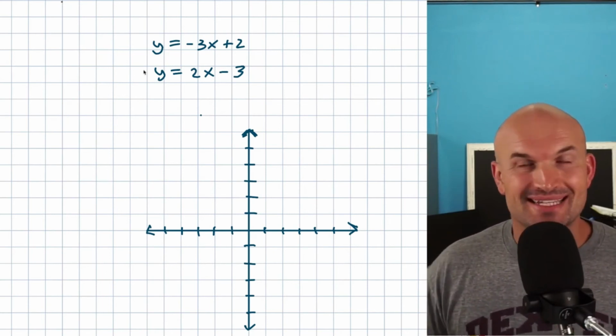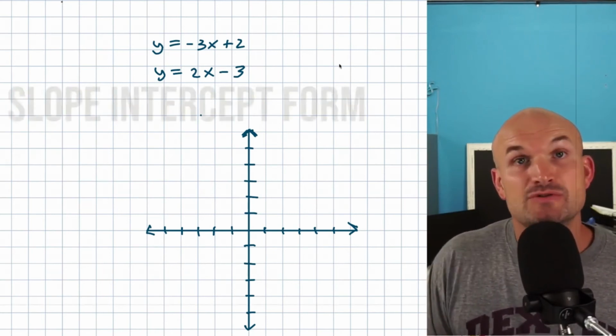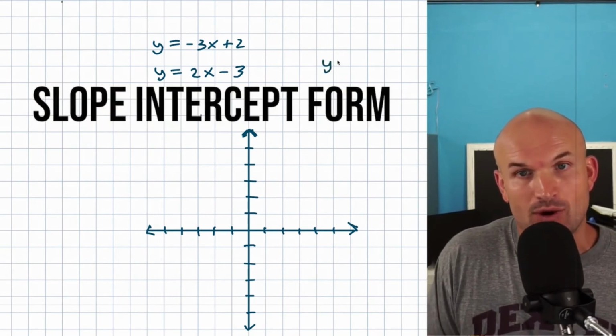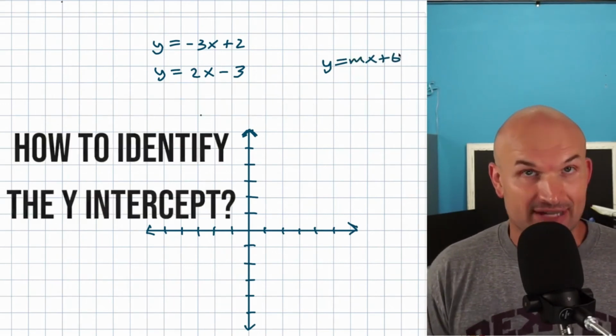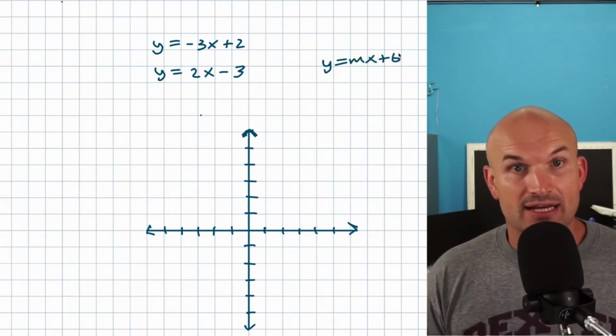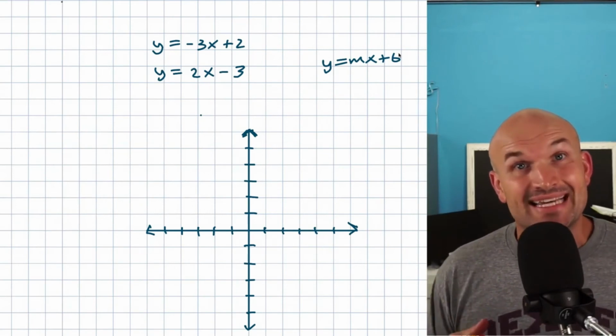So one of the main things we need to know is how to graph them. For these three basic examples, we're going to have everything already written in slope-intercept form, also known as y equals mx plus b. So the main things we want to look for are: how do we identify the y-intercept, how do we identify the slope, then actually graphing the lines and finding the intersection points.